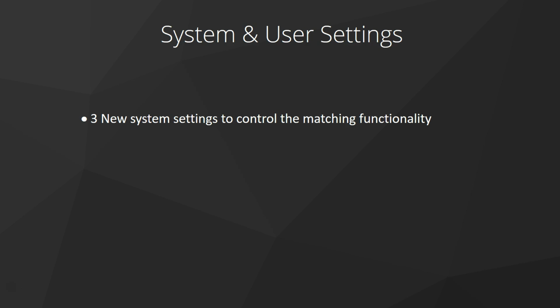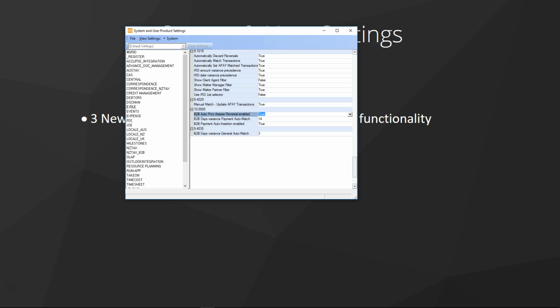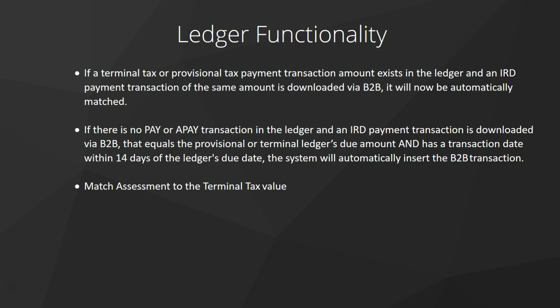Before we look at the new ledger functionality, let's have a quick look at the new system and user settings to facilitate the matching process. In the eFile section, there are 3 new settings to control the matching behavior. The release notes provide more detailed information. There are 5 new matching rules in this release. Let's look at the first 3.